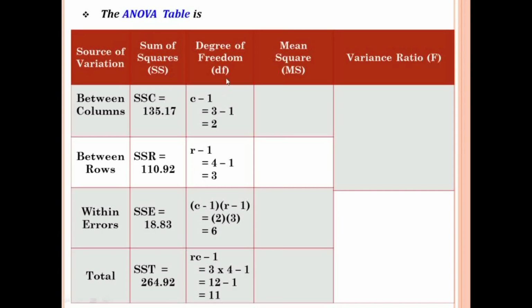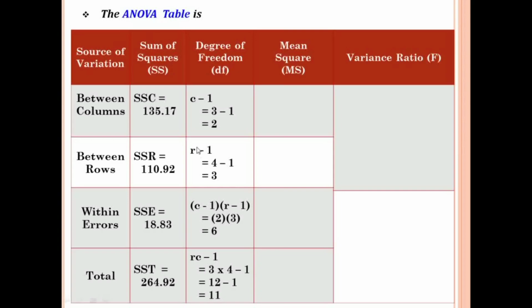Okay. Next, I am going to find the degree of freedom. Degree of freedom in column wise is the formula C minus 1. Number of columns, we have 3 columns. So 3 minus 1, 2. Similarly, we get R minus 1. That is nothing but row wise. So we have totally 4 rows. So 4 minus 1 equal to 3.